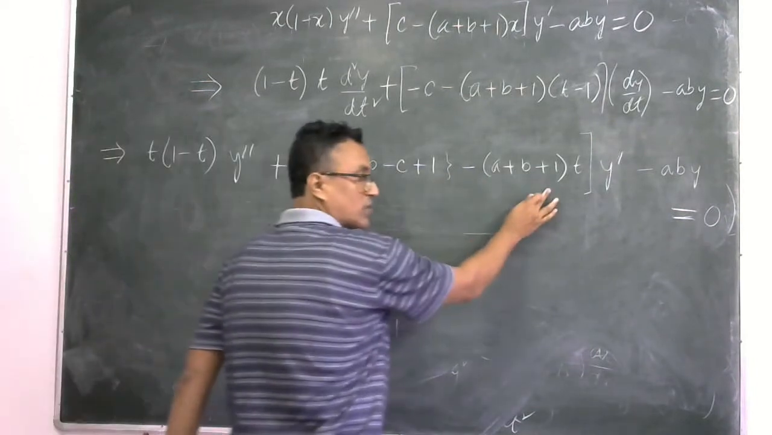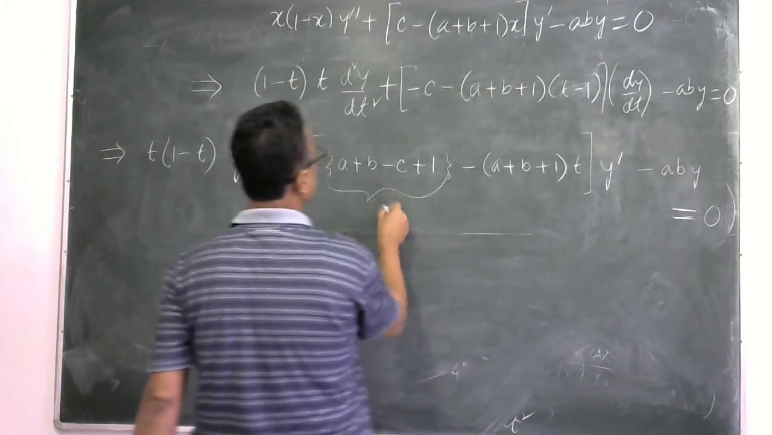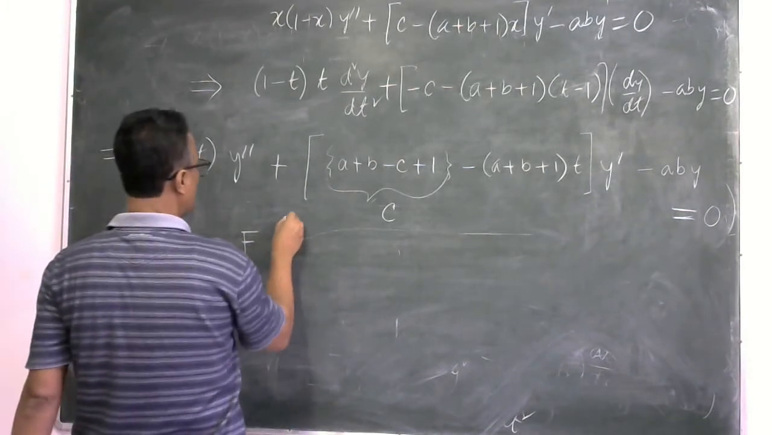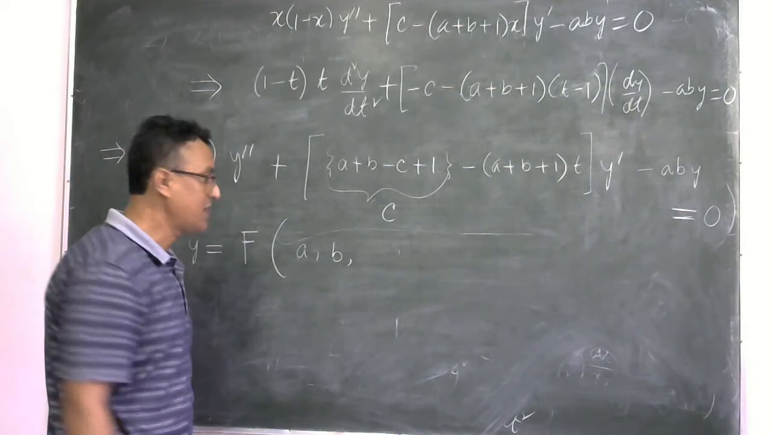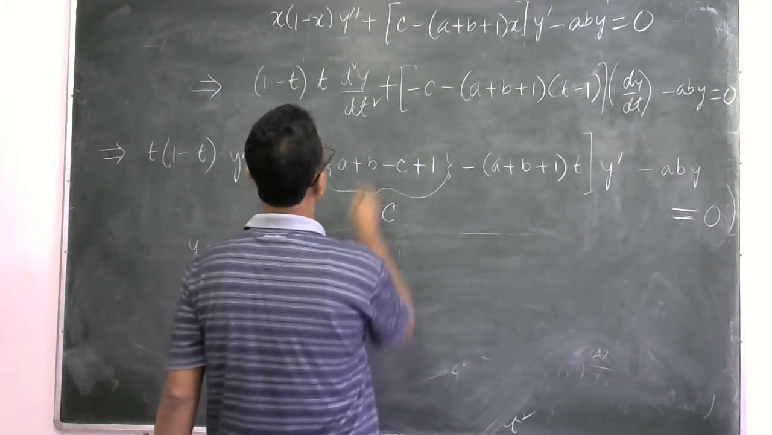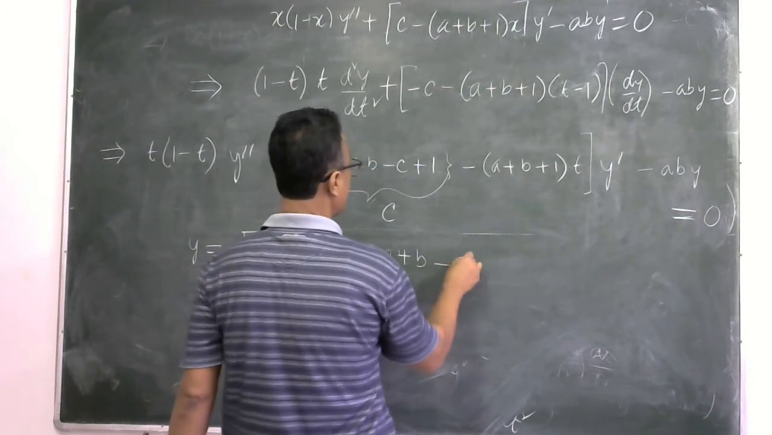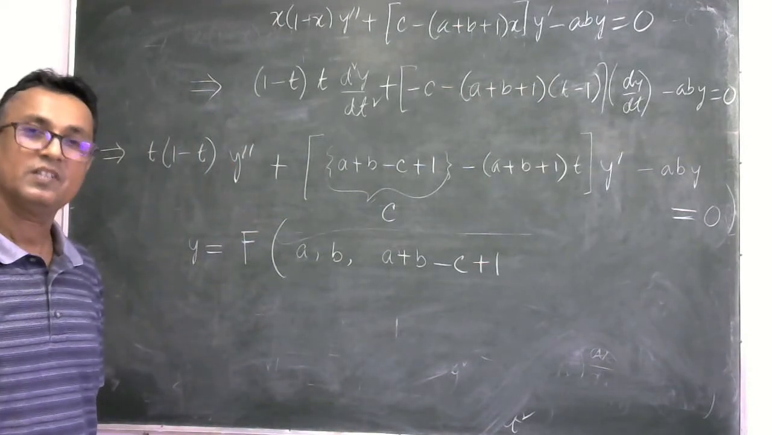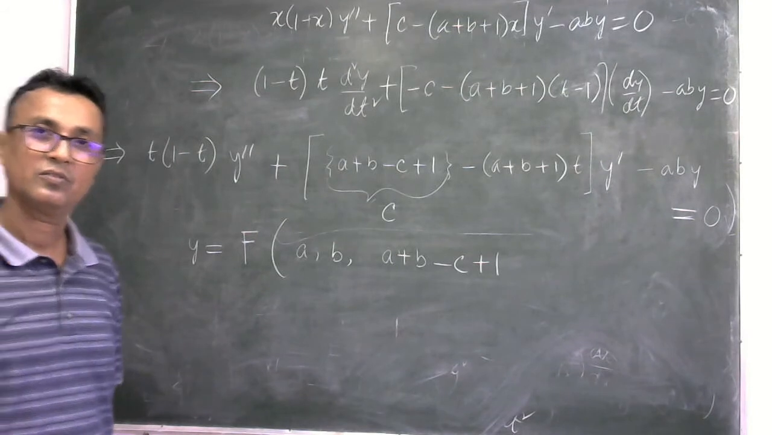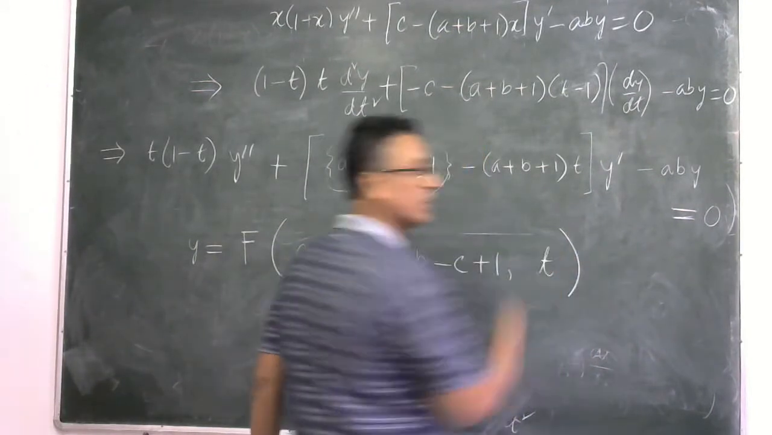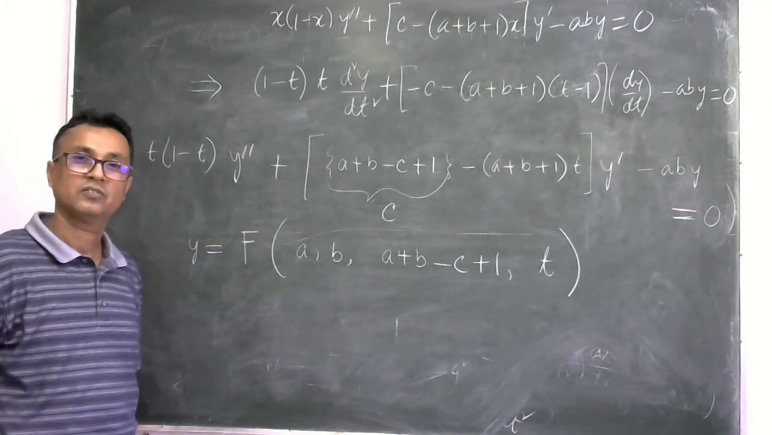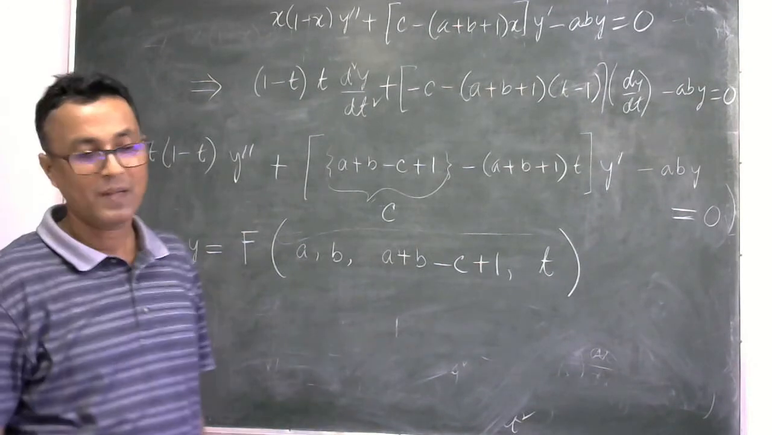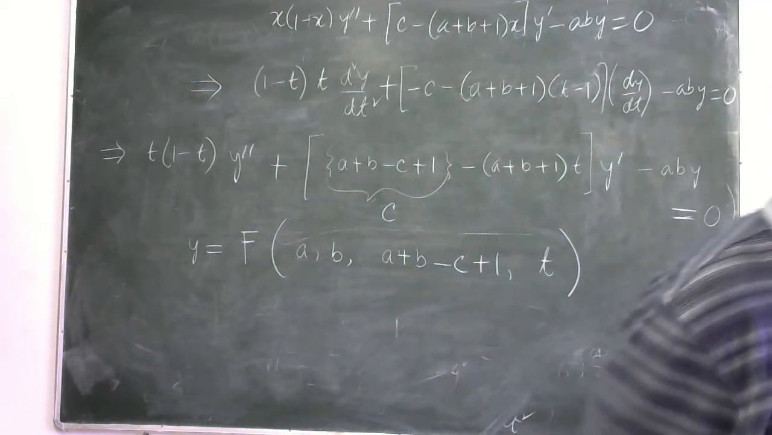So then the solution of this equation, now you consider this to be c, isn't it? The solution of this equation is going to be something like f, your A and B will remain the same, but your C is going to be A plus B minus C plus 1, isn't it? Right? And then it is going to be in the variable t. Are you getting my point? Right?